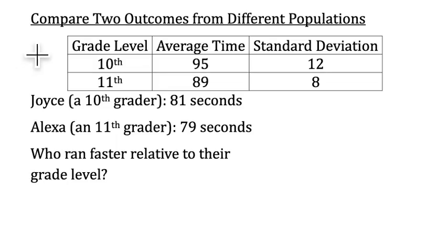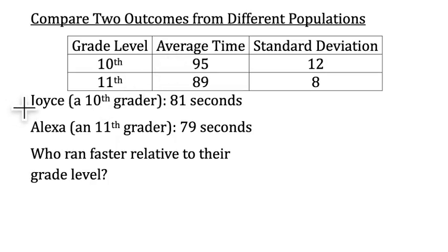Okay, here we're going to do something interesting with z-scores. We're going to compare 2 outcomes from different populations. So here we have the average time for 10th graders and the standard deviation for that, and the average time for 11th graders and their standard deviation. So these are 2 different groups of people, 10th graders and 11th graders. Notice the 11th graders ran around the track faster on average than the 10th graders.